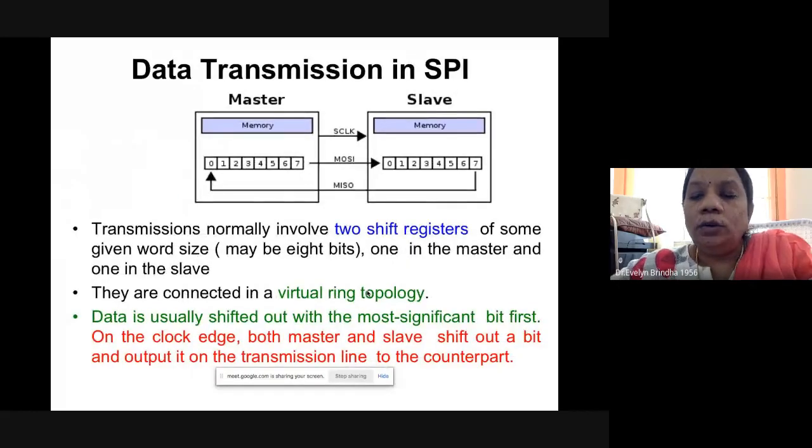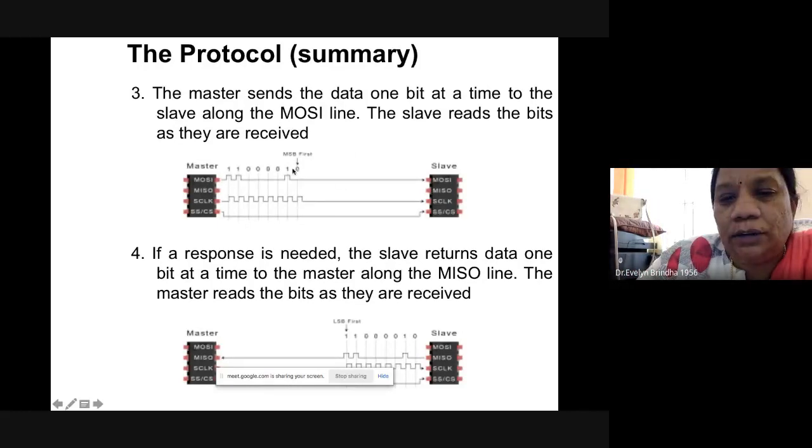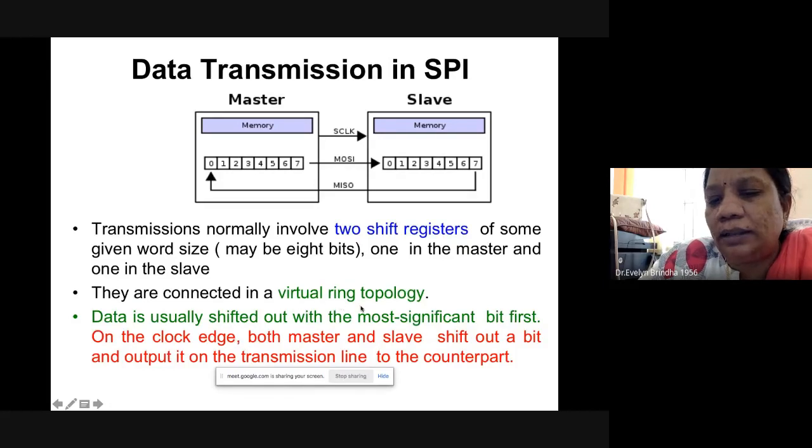Next is, how does the sending and receiving of data happen? See here, 8-bit data is sent out: 1, 2, 3, 4, 5, 6, 7, 8. Here also 8-bit data is sent from the slave to the master, and here from the master to the slave. How exactly does this happen? When you zoom into the master and into the slave, you will see that the MOSI and MISO are connected in a ring topology. A virtual ring. It doesn't actually form a ring, but it looks like a ring. Why do you call it a ring topology?